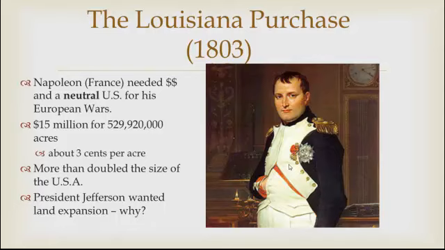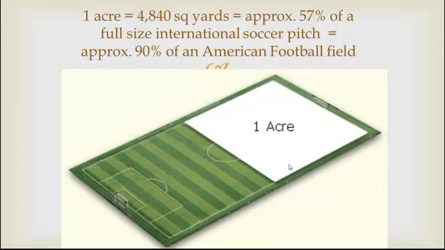And so he sold 529,920,000 acres of land for only about $15 million. That boils down to about 3 cents per acre, and it more than doubled the size of the United States. To put it in perspective, 1 acre is about a football field. So 3 cents per football field of land. Very affordable, and it doubled the size of the United States. Incredibly important when we talk about the expansion of the country across the American continent.